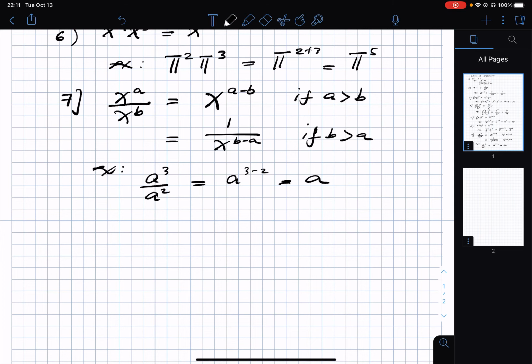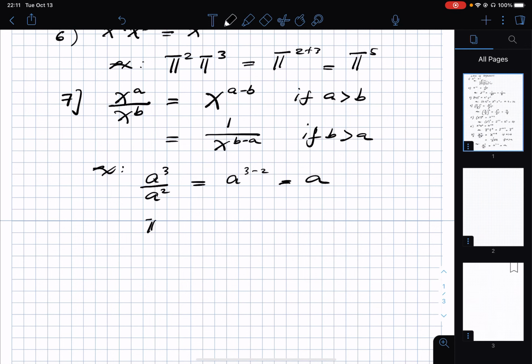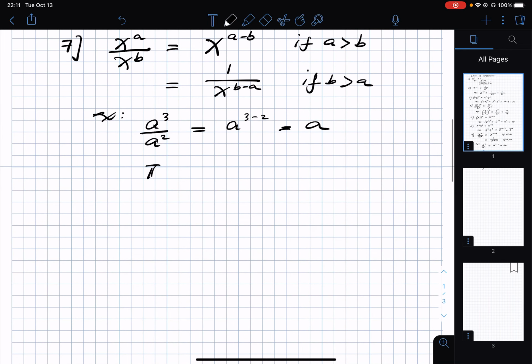That's your answer. Okay. Second one, say you have pi raised to 3 divided by pi raised to 5. Okay, so b is greater than a. This will become 1 over pi raised to 5 minus 3. So the answer is 1 over pi squared. Okay.